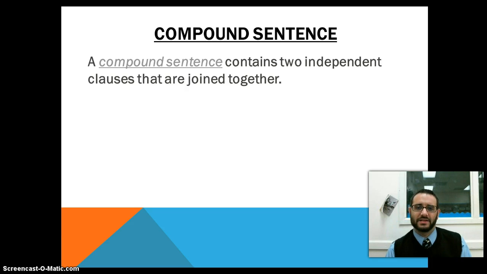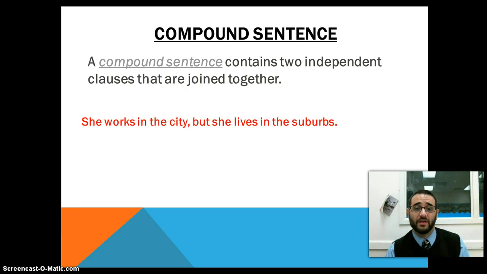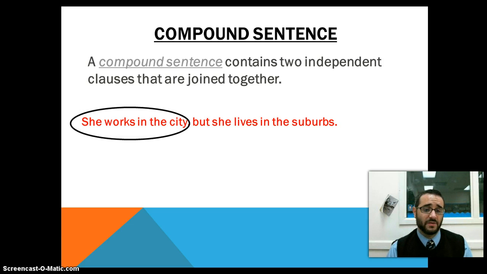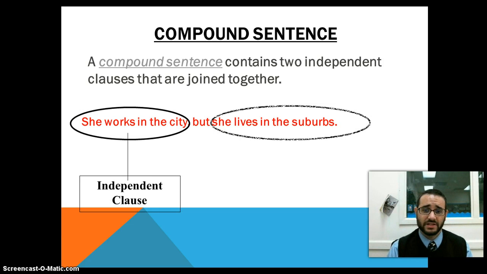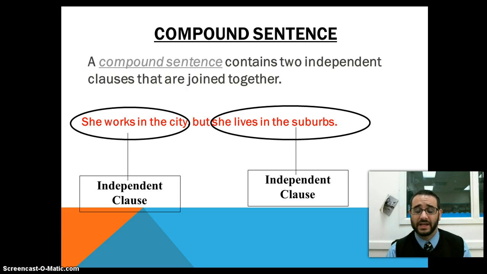What a compound sentence is: a compound sentence contains two independent clauses that are joined together. So "she works in the city" is an independent clause. "She lives in the suburbs" is an independent clause. They can stand by themselves. She works in the city, she lives in the suburbs. Two complete thoughts, complete sentences. But they're conjoined with the word but. Okay? That's what makes it a compound sentence.